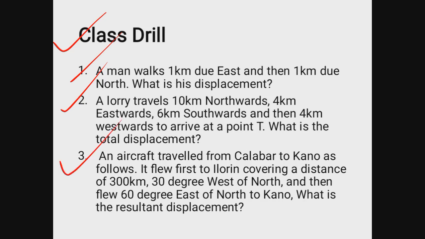While the final question for the day: an aircraft traveled from Calabar to Kano as follows. It flew first to Ilorin, covering a distance of 300 kilometers, 30 degrees west of north, and then flew 60 degrees east of north to Kano. What is its resultant displacement?